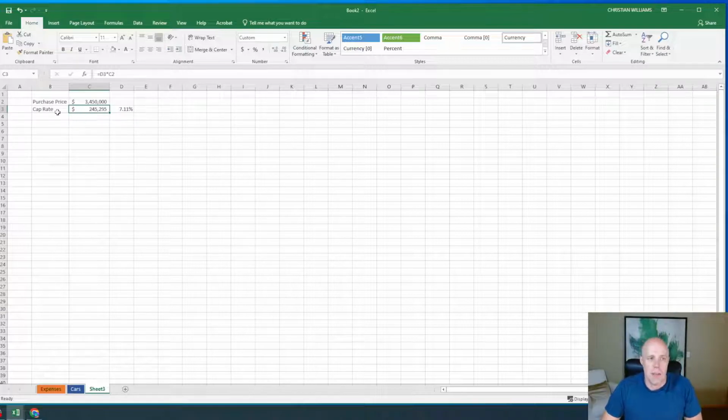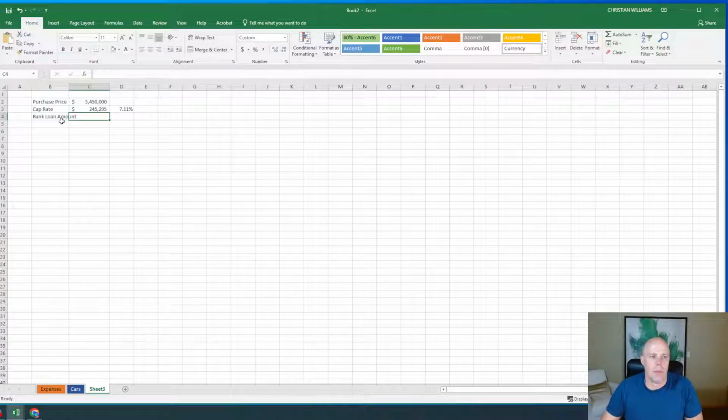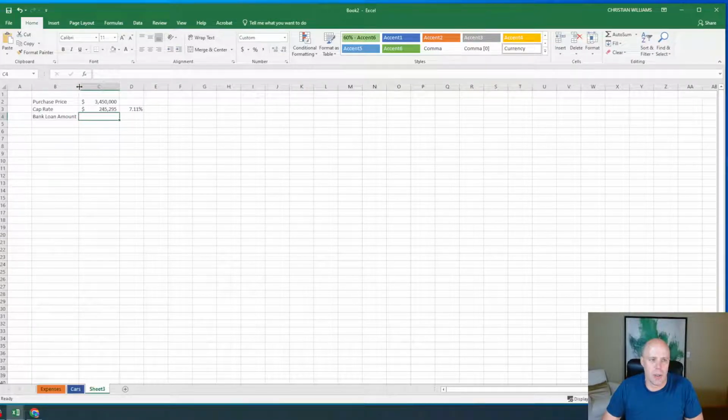But now the trick is that most of us don't have $3.5 million sitting in our pocket, so we need to borrow some money from somewhere. So the first place we're going to borrow money from is a bank loan. So let's get a bank loan amount. Type bank loan amount. Again, to make these all fit, I'm just going to double click in between B and C, and that will stretch that out. And so now I can say bank loan amount.